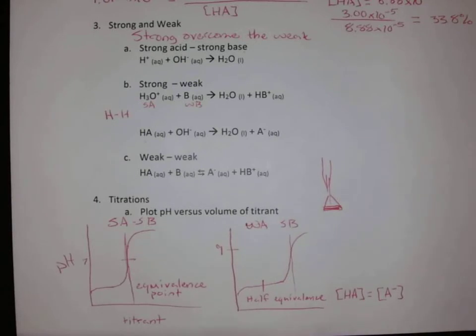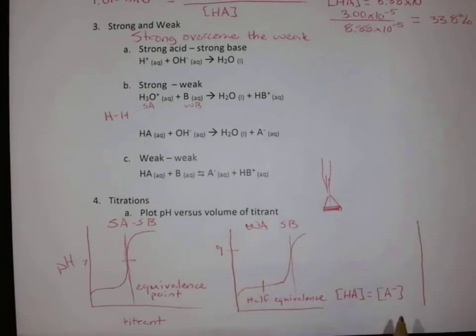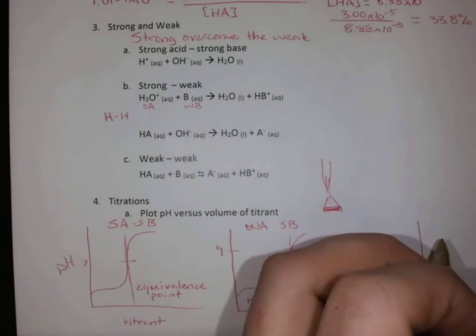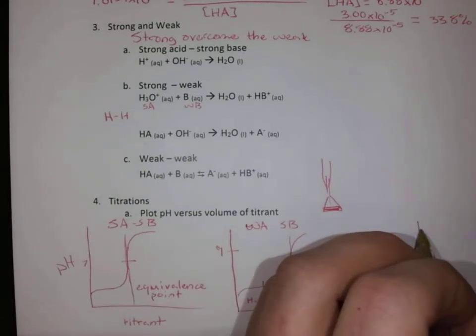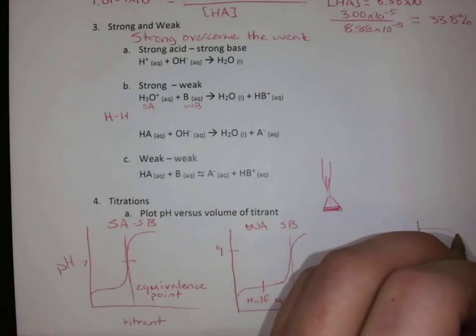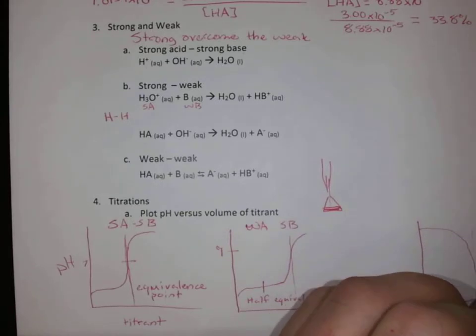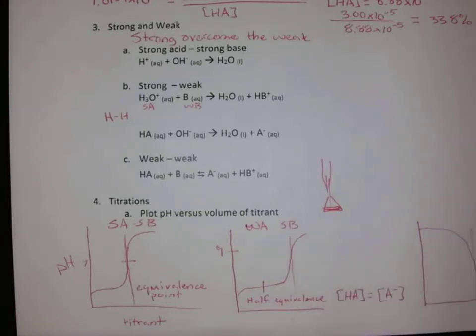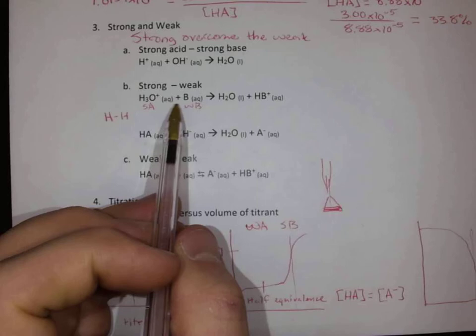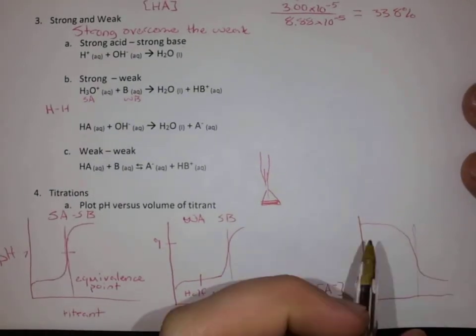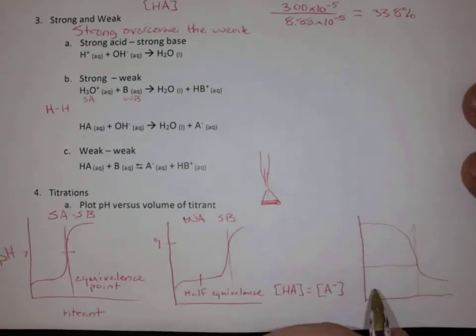The other piece that we need to talk about is if we start with a base, maybe a weak base, and we titrate it with a strong acid. That would be where we start up here, and then we drop down, and then we go here. Again, we've got that same equivalence point, where the number of moles of acid that we've added is equal to our initial base moles. Again, we've got this equilibrium that occurs. So our equivalence point is going to be below 7.